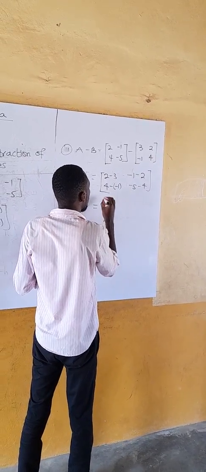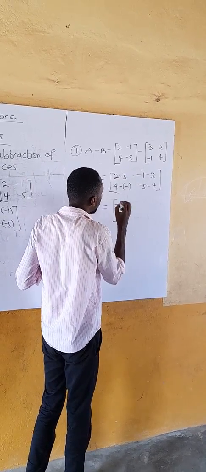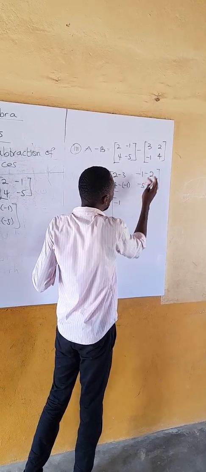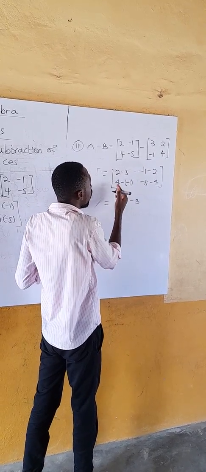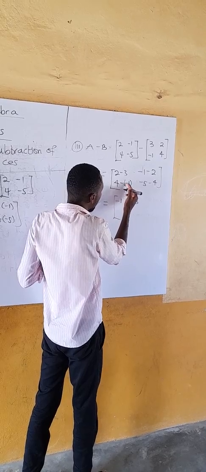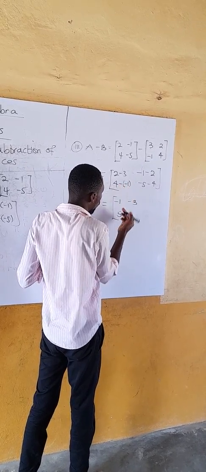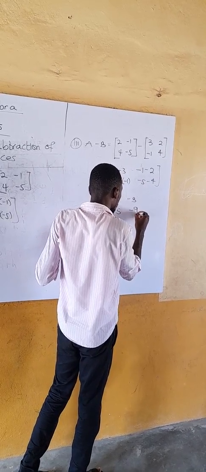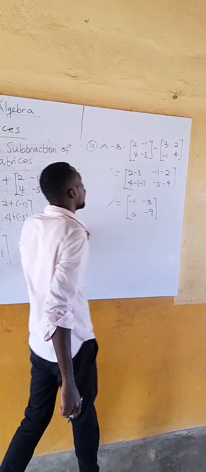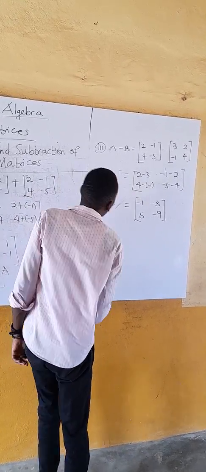So now let's perform our operation. 2 minus 3 is minus 1. Negative 1 minus 2 is negative 3. 4 minus negative 1 is 5. That will be 4 plus 1, which is 5. And negative 5 minus 4 is negative 9. So this will be our A minus our B.